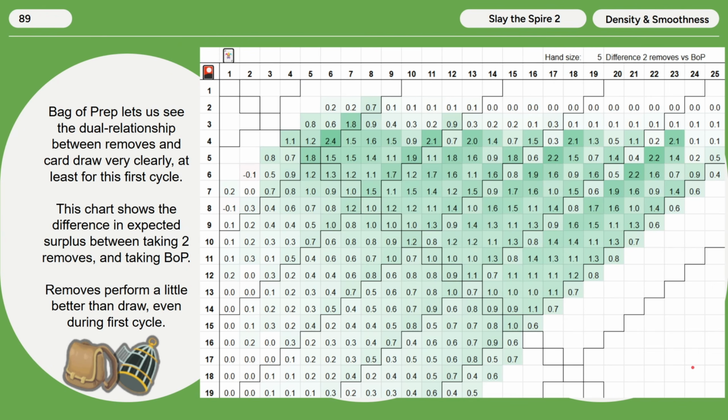And we can directly compare the impact of card removes versus card draw now, right? Bag of Prep lets us see the dual relationship between removes and cards very clearly, at least for the first cycle. For the first cycle, card draw and card removes are the same to some extent. You feel like they're the same because if you draw an extra card, that's the same as not drawing a card that got removed, right? There's virtual card advantage there by not drawing a card that got removed.